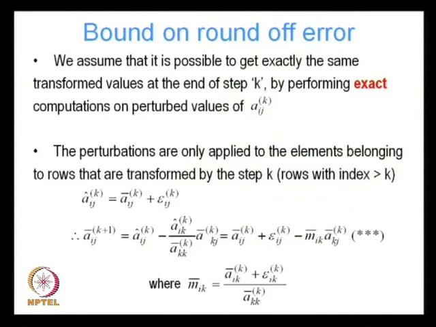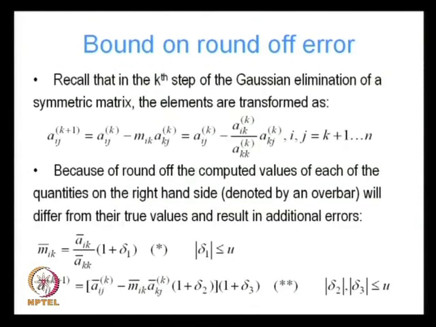Now, we say that if we do these operations, then we are going to get these floating point errors. So, instead of that, let us see if we can get exactly the same transformed values at the end of step k by performing the exact computations on perturbed values of a ij. So, the idea is like this. We operate on the values that are stored in the computer, and we go through this operation, and we end up with additional errors which are governed by delta 1, delta 2, delta 3.